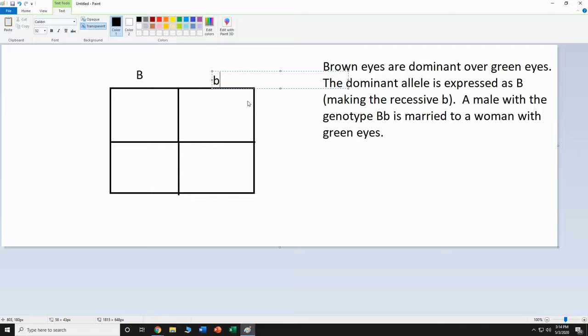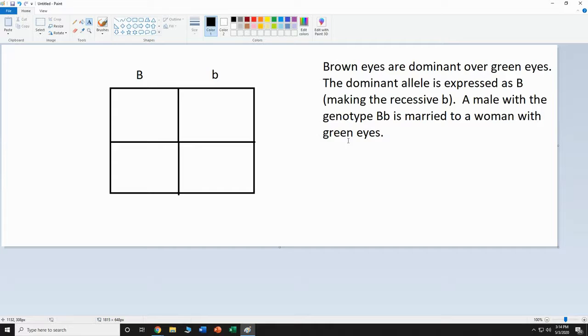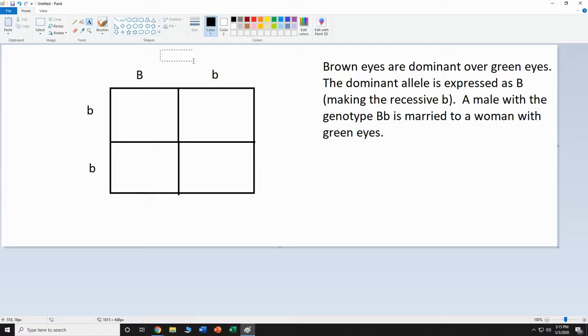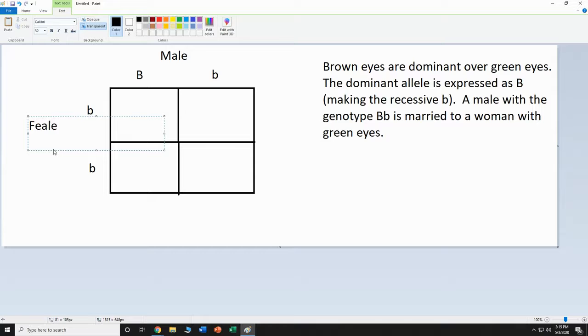All right, it says the woman has green eyes. So because she has green eyes, what is her genotype going to be? What are her letters going to be? Well, green eyes is recessive because it says brown eyes are dominant over green eyes. So green eyes has to have two little b's, because if it had a large b, a capital B, it wouldn't be green eyes anymore. It'd be brown eyes because that dominant trait would show through. So on this end, we're going to split the female's alleles, and it's going to be like this, two little b's. So we got the male up here and the female over here.